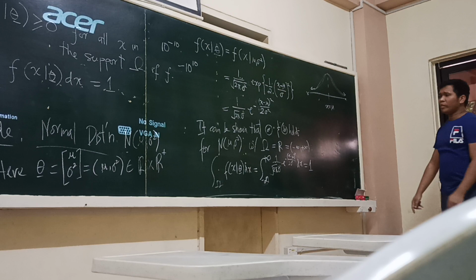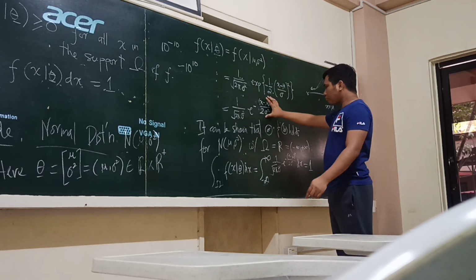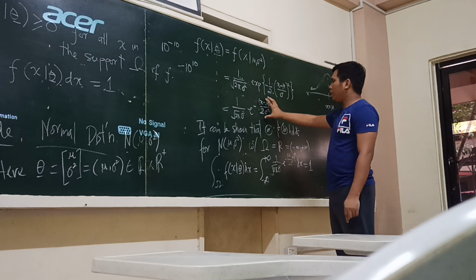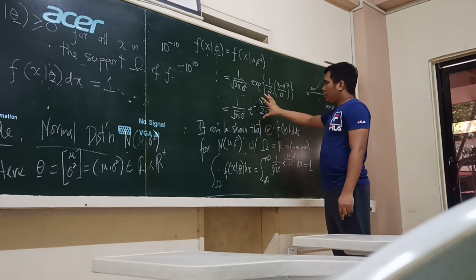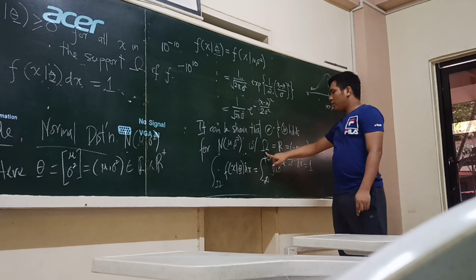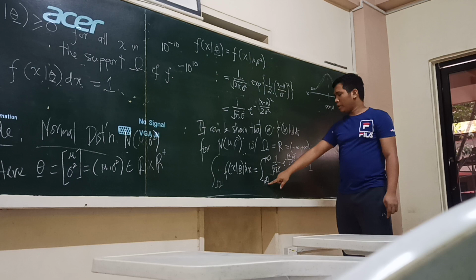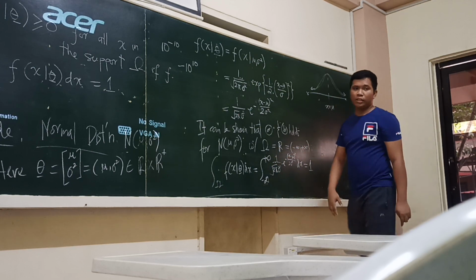What I'm trying to show here is that you need to familiarize yourself with this form. The idea here is to familiarize the form of the normal distribution, and the fact that when we integrate this over the support, capital Omega, from negative infinity to positive infinity, which is R, it equals 1. So that's the idea. Okay, next.